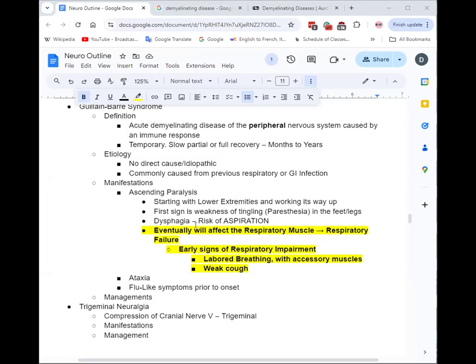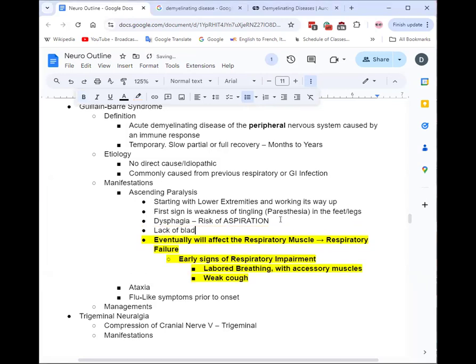There's a few other things. Obviously if you're having paralysis moving up, eventually it's not just going to affect your lungs, but whatever is below it. So like lack of bladder control, bladder and bowel control. And then once it gets to the respiratory muscles, you'll have all this stuff happening, and over time, respiratory failure. You literally will not be able to breathe. You can't bring the strength to breathe. You'll be on intubation and stuff.